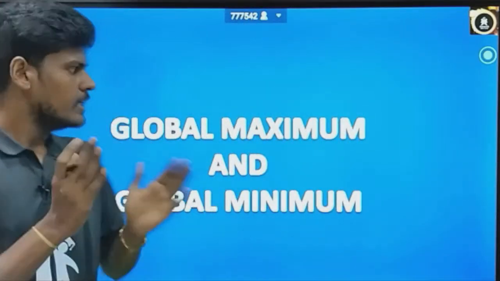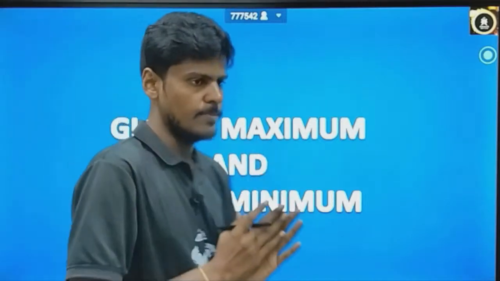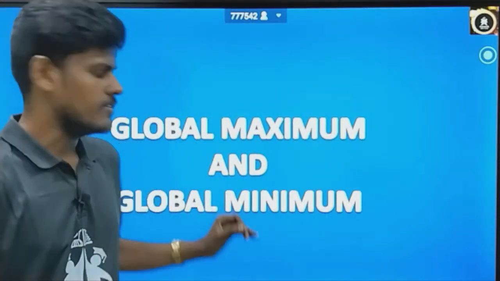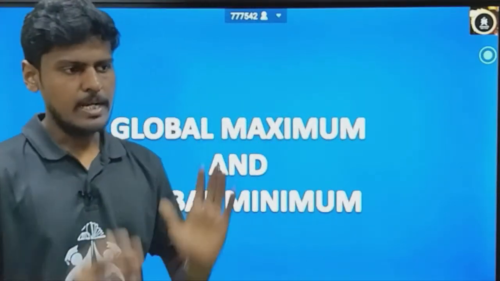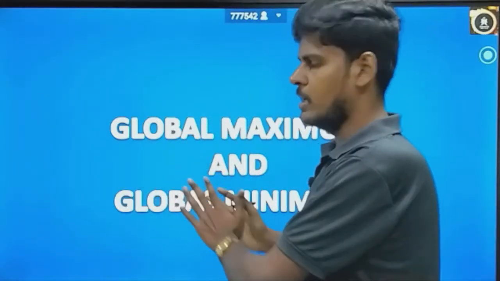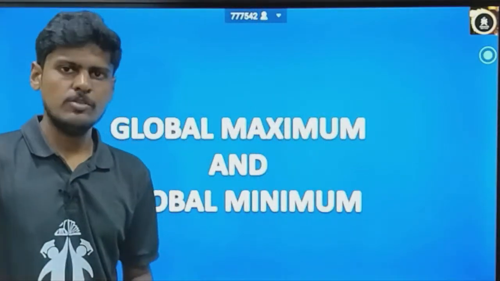All terms are same. Here what is global maximum and global minimum? In the entire value of the function, whichever is the maximum value, that is the global maximum, and whichever is minimum value, that is global minimum. So what we need to find is all the local maximum and minimum values and also the boundary values, and see which is the maximum value among all the values and minimum value among all the values. The maximum value is global maximum and minimum value is global minimum.